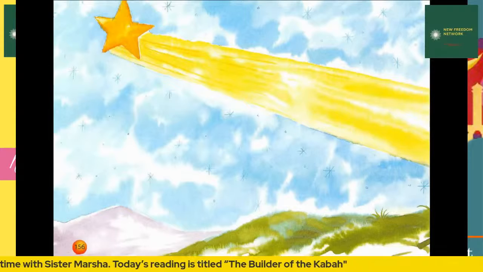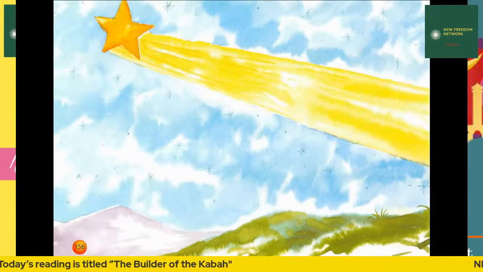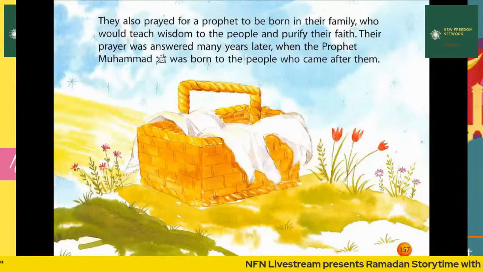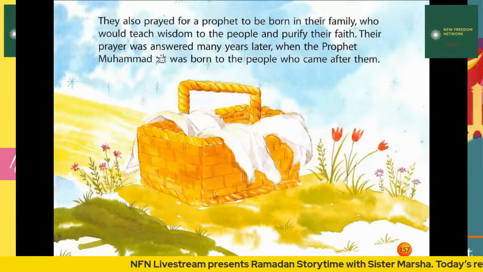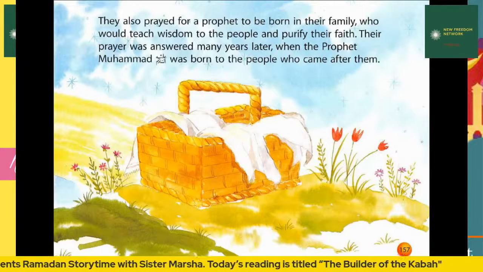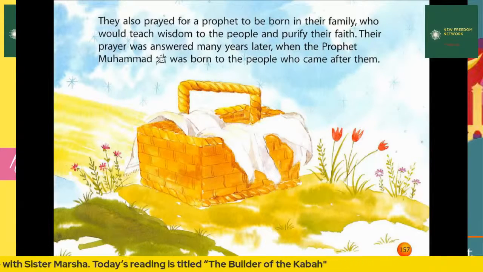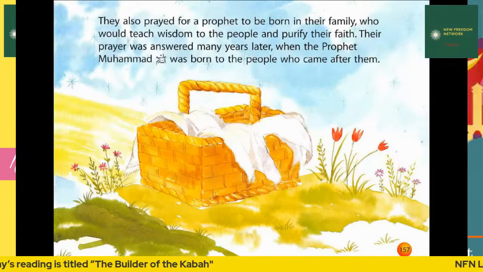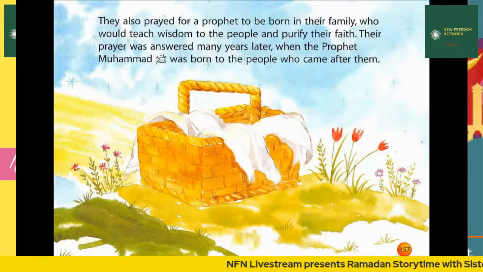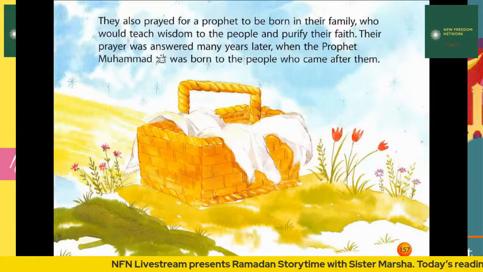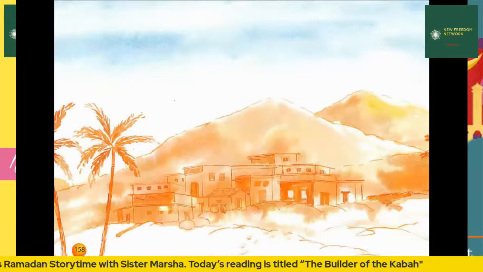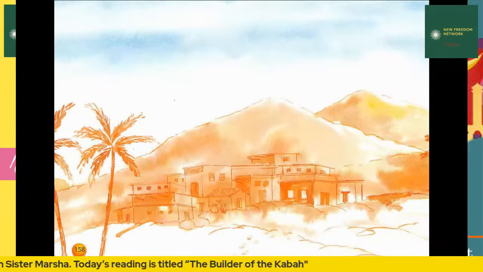And we see a star. I wonder how that star comes into play. Let's see in the next screen. They also prayed for a prophet to be born in their family who would teach wisdom to the people and purify their faith. Their prayer was answered many years later when the Prophet Muhammad, alayhi salam, was born to the people who came after them. And here we see another image of Mecca.